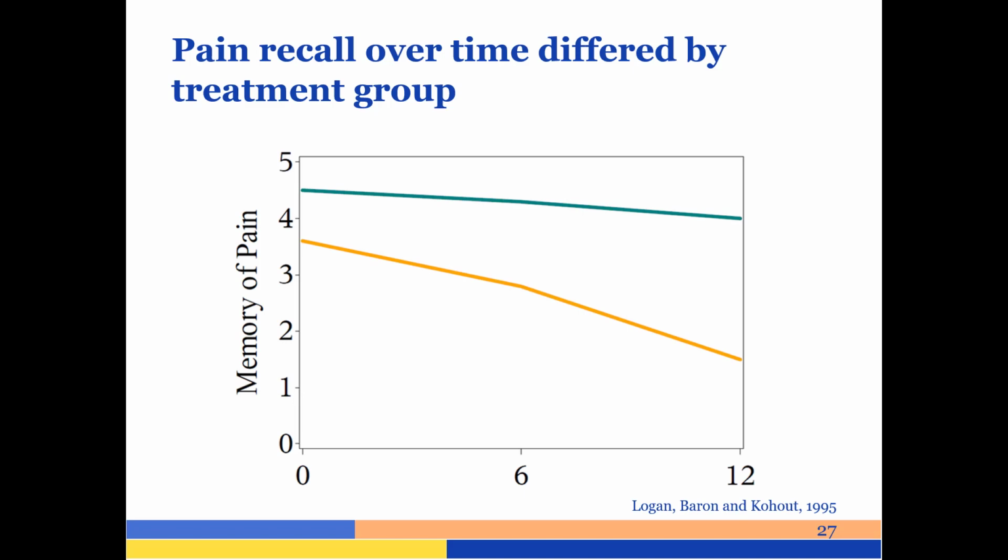As you can see here, it appears that one group's memory of pain decreased more intensely than the other over the 12-month period. The longitudinal design allows us to look at this pattern over time.